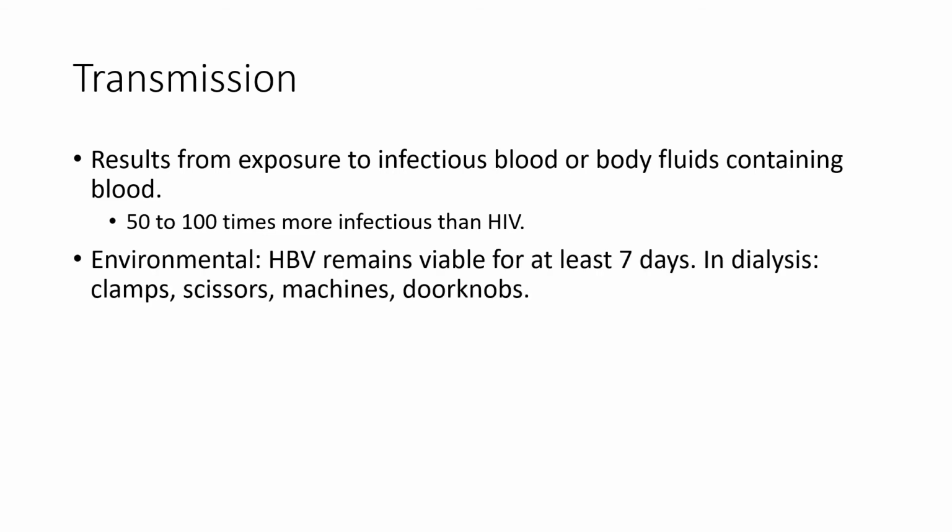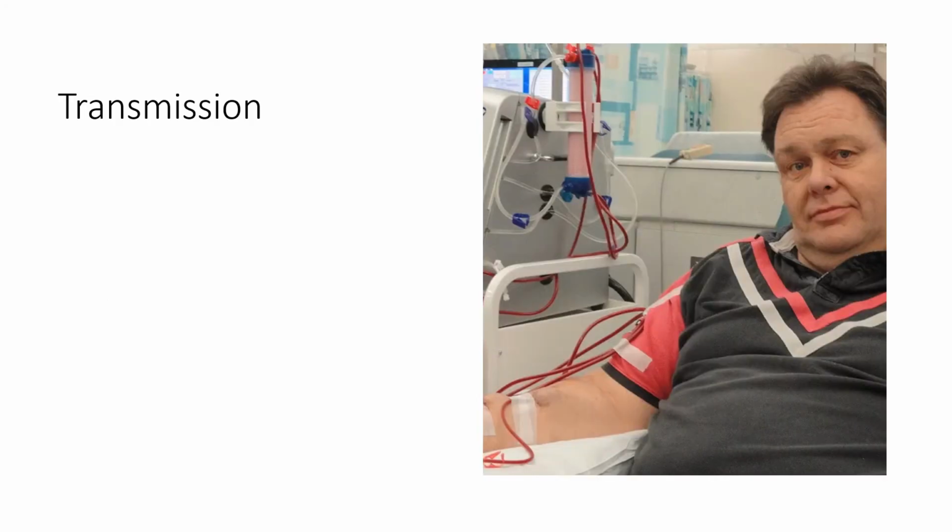And it is a very hardy and durable virus. So the hepatitis B virus can remain viable on a surface for at least 7 days. In dialysis units, it can be on clamps, it could be on tubing, it could be on scissors, it could be on machines, it could be on doorknobs, etc. So in general, hepatitis B is transmitted by exposure to blood products, but there are some specific examples of this.